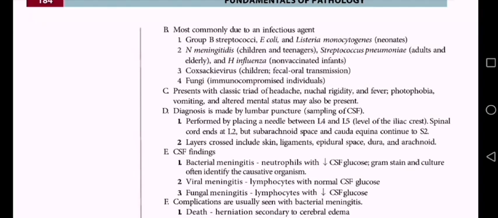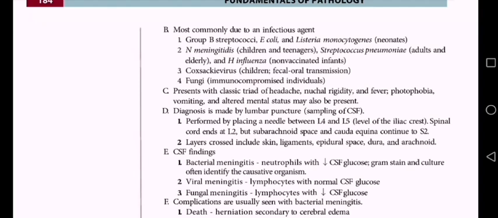It's the level of the iliac crest. Spinal cord ends at L2, but subarachnoid space and cauda equina continues to S2. Layers crossed include skin, ligaments, epidural space, dura, and arachnoid.